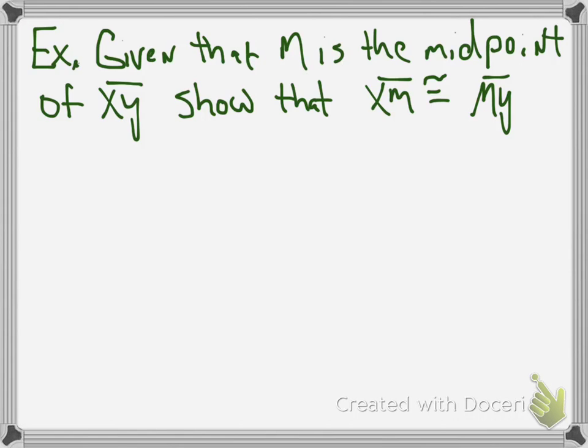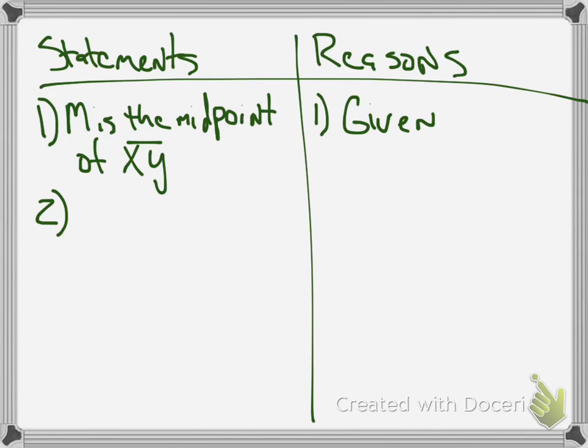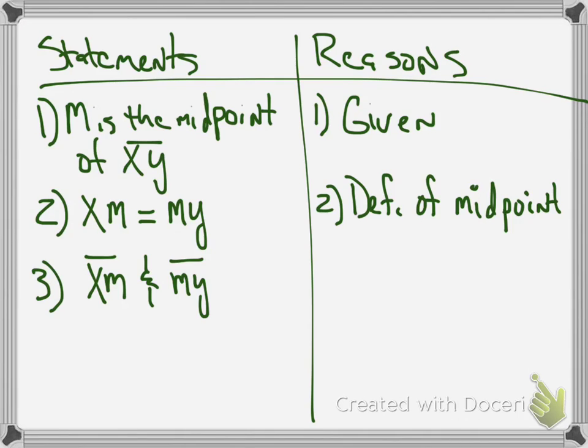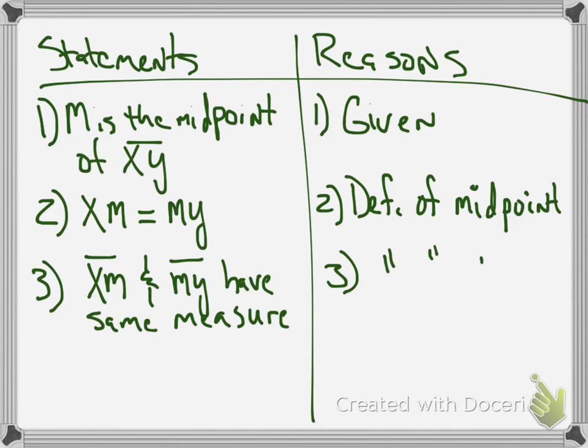Anyways, let's look at this. Notice that I started off with what they gave me: M is the midpoint of XY. That's the given. You always start off with the given. Now, by definition of a midpoint, I could say XM is equal to MY. Notice there is no bar, so there is nothing about measure. That's just the definition of a midpoint. Remember, the midpoint cuts things into two equal sections. Then I could say the measurements of XM and MY have the same measure, again by definition of a midpoint.